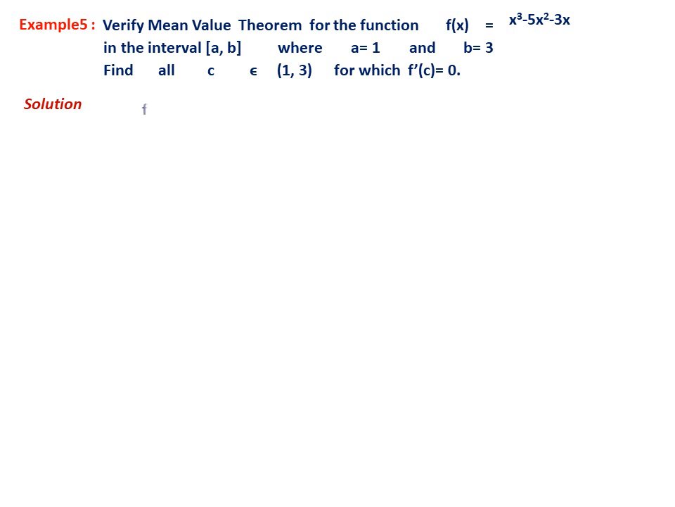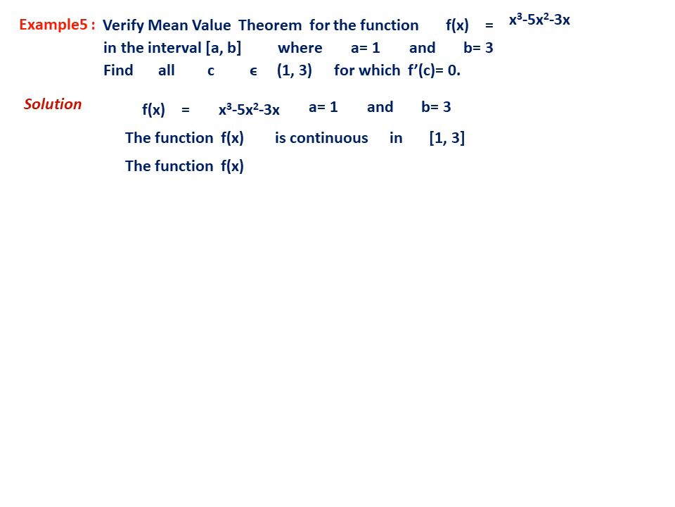So the function given here is a cubic function. Now, of course, the first two conditions you have to verify. f of x equal to x cube minus 5x square minus 3x, a equal to 1, b equal to 3. The function is definitely continuous. Why is it continuous? Because it is a polynomial function. Polynomial functions are continuous functions. So the first one is satisfied. The second one is that it is also differentiable in the open interval (1, 3). So the first two conditions are satisfied. Definitely we have to proceed.